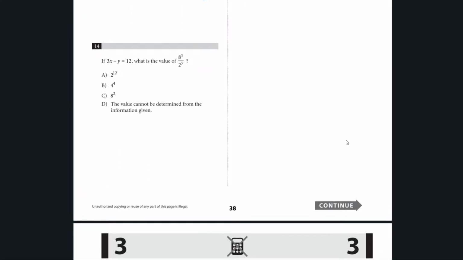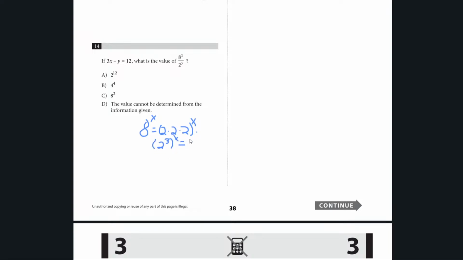If 3x minus y is equal to 12, what is the value of 8 to the x over 2 to the y? This is a problem that I've come across before, and I spent some time discussing how to solve this exponents problem. So let's take a quick look at how to do that. 8 to the x over 2 to the y. Well, we know 8 is the same thing as 2 times 2 times 2. So 8 to the x is 2 times 2 times 2 to the x. Well, 2 times 2 times 2 is 2 to the 3. And that is raised to the x.